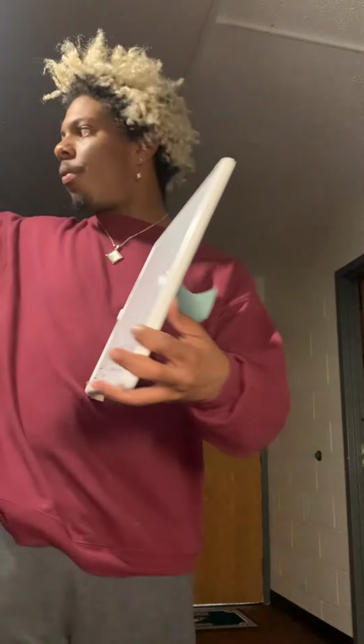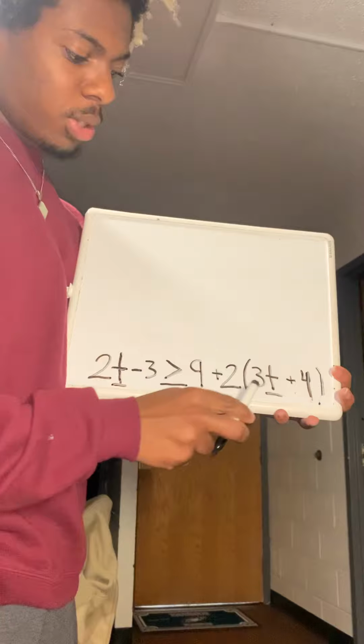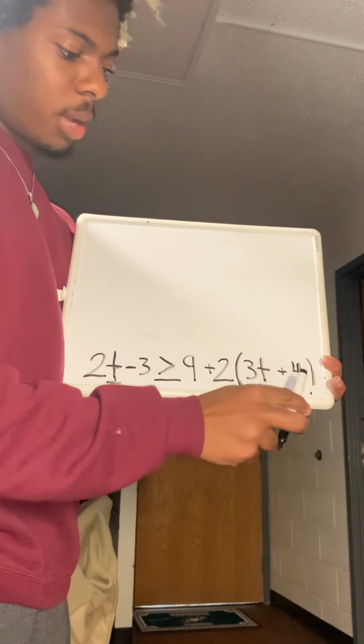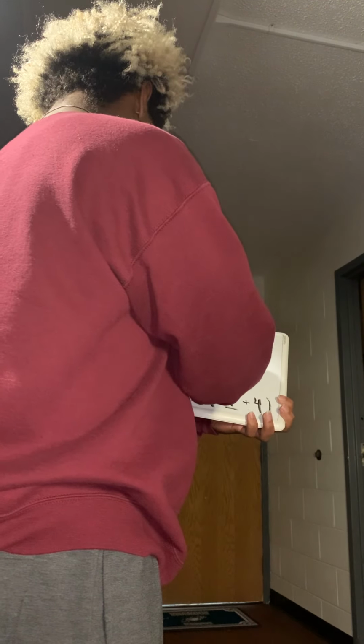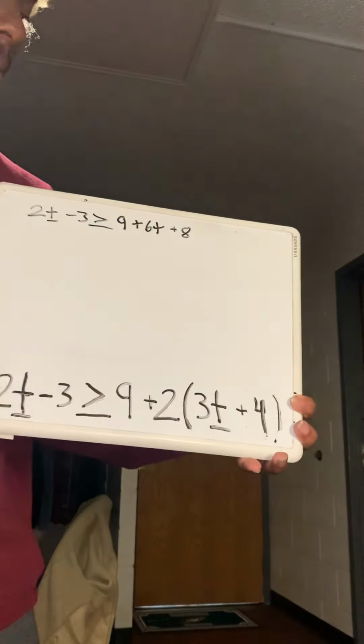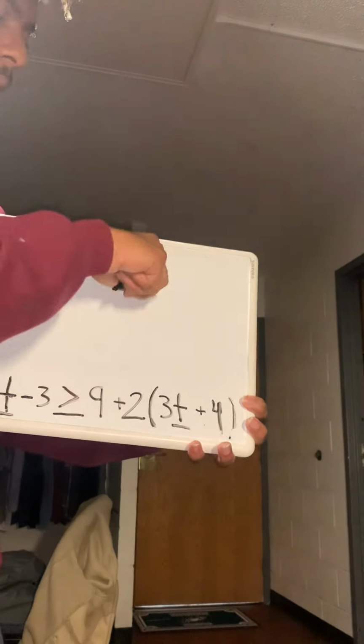We first need to start off by combining the like terms of this equation. You would start off by doing 2 times 3t, 2 times 4. This would leave us with 9 plus 6t plus 8. Now you combine like terms, the 9 and the 8.